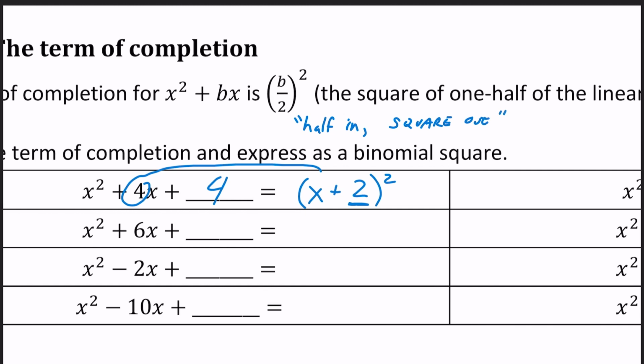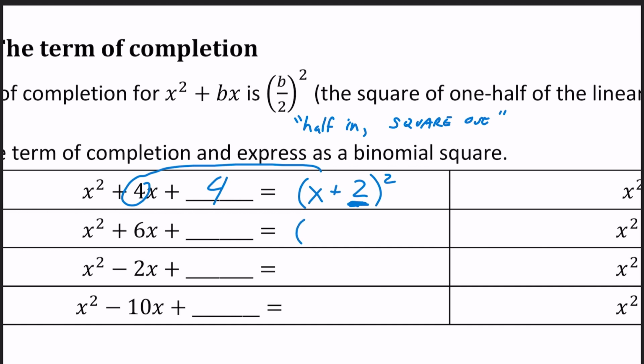It means that the number inside my parenthesis, the 2 over here, is always half of the linear term, the coefficient of just the x. Half of 4 is 2. So half in, square out. When I expand the parenthesis, the term of completion will be a 4.